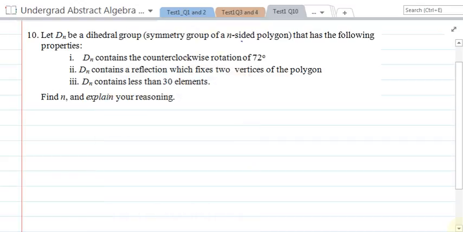All right, now problem 10 was a question that you really had to think about. So if you got this, you should be proud of yourself. All right, so we're talking about a dihedral group, which is a symmetry group of an n-sided polygon. It has the following properties.